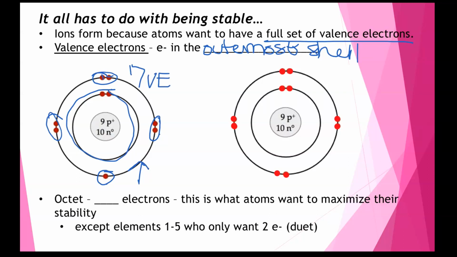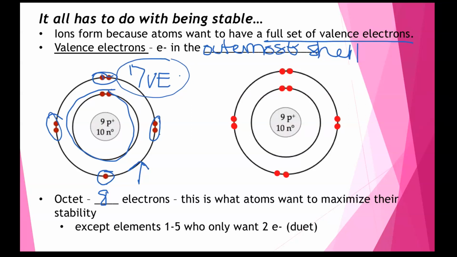But there's a rule called the octet rule that says that atoms, to be the most stable that they possibly can, need to have a full octet. Octet meaning that they need to have 8 electrons. And this state of being is the best way for them to maximize their stability and expend as little energy as they possibly can.